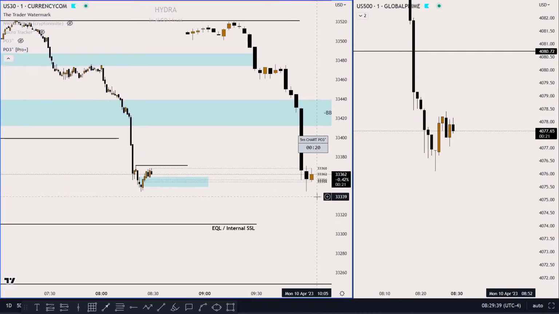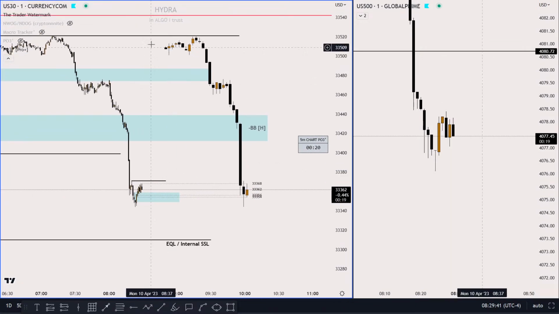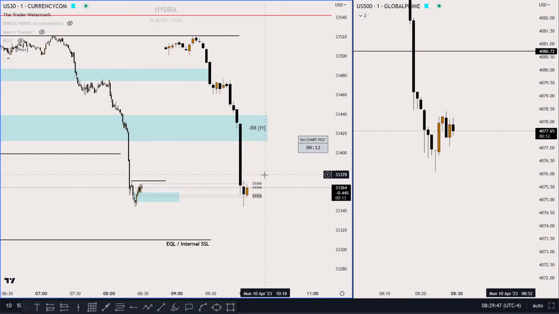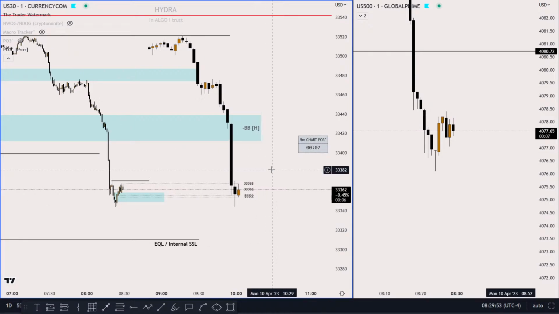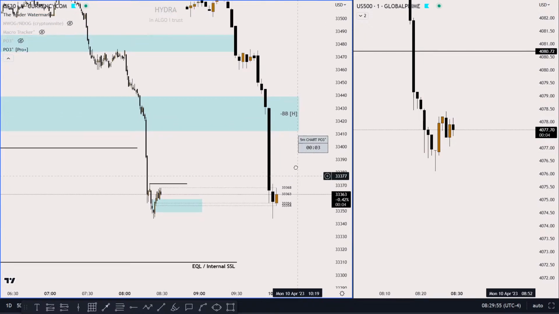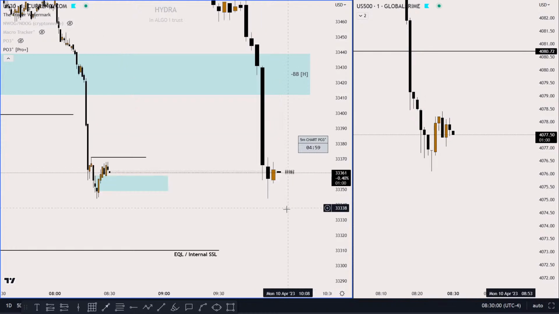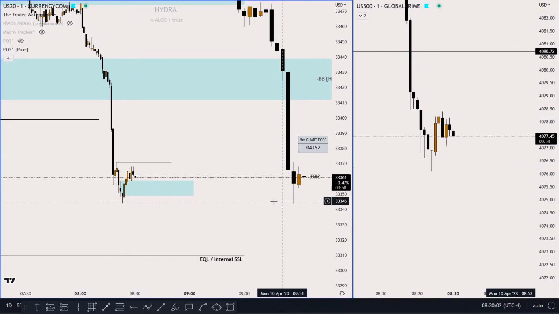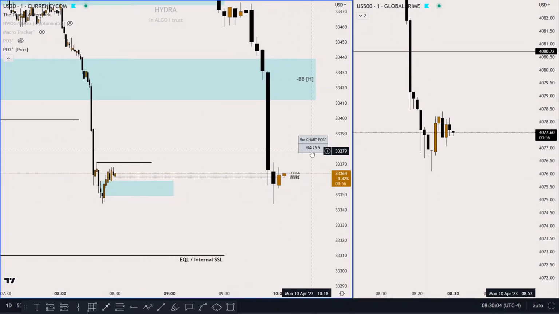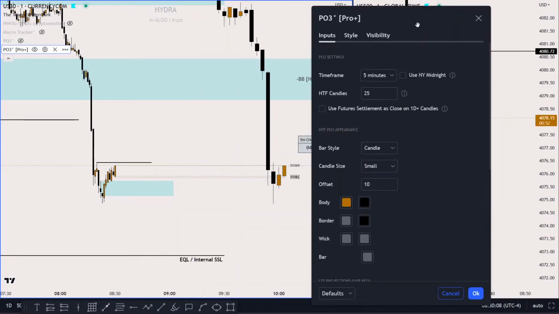What do you see here? So what this indicator does, it actually plots candles from the higher time frame so that you can see power of three: accumulation, manipulation, distribution. ICT tells us to go on the higher time frame and see how those candles close, right? But a lot of you don't have a subscription on TradingView, so you don't get to see the other chart. But with this indicator, look, you can customize how many candles you want to see.